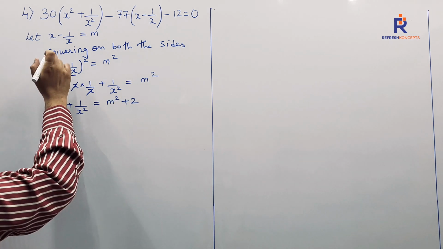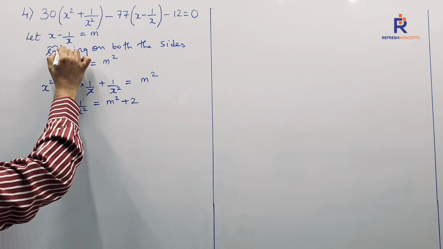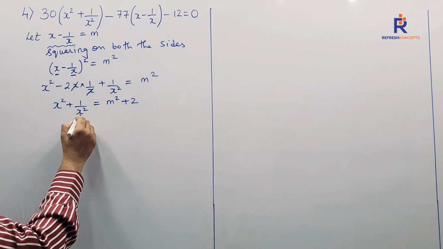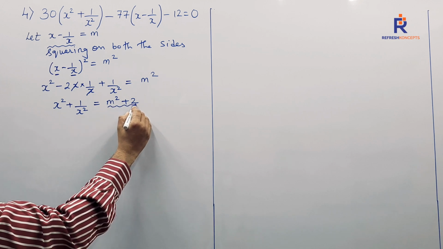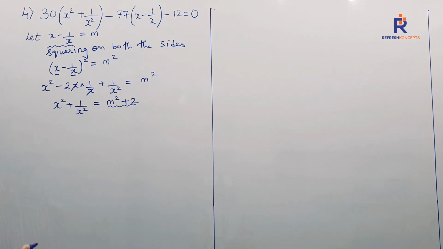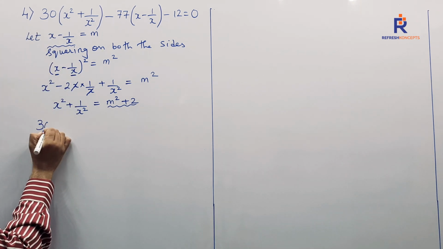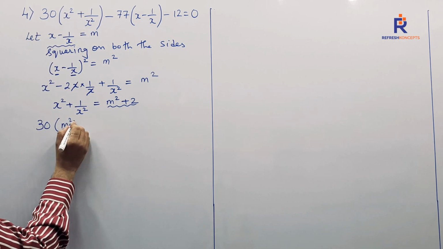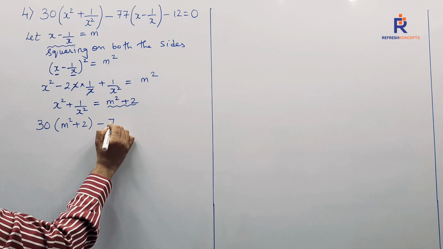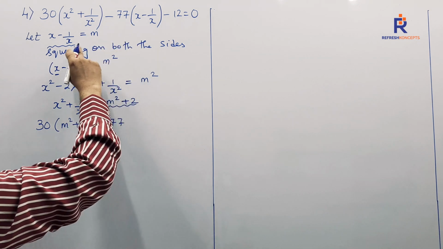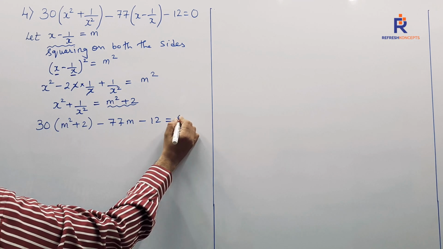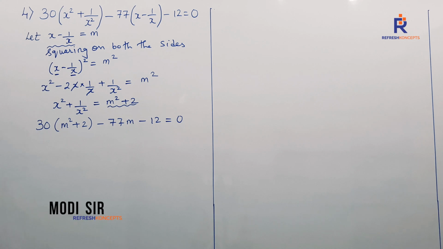So wherever we have henceforth x minus 1 by x, we shall substitute via m. Wherever we have x square plus 1 by x square, we shall substitute via m square plus 2. Now what does the question become? Now our question becomes 30 into x square plus 1 by x square, instead of that, m square plus 2, minus 77 into x minus 1 by x, which is nothing but m, minus 12 equals to 0.